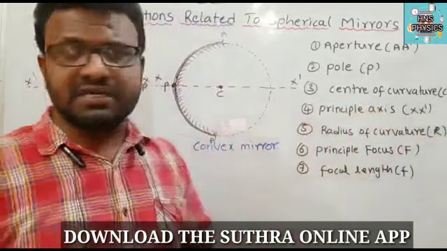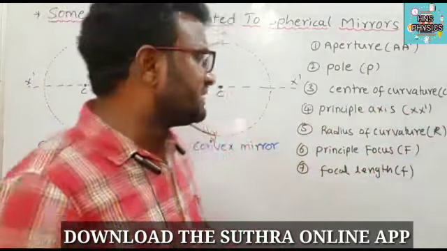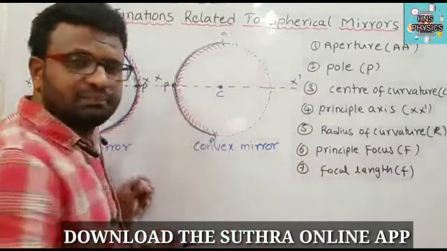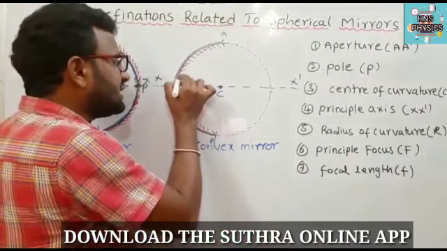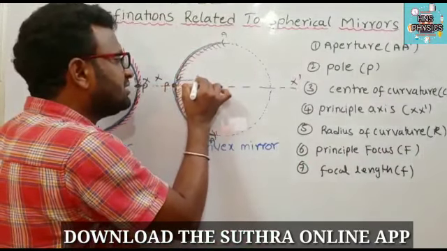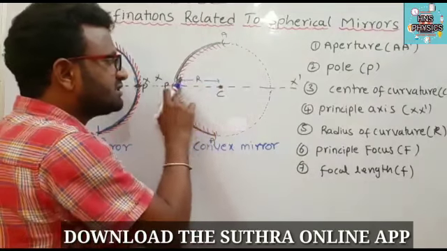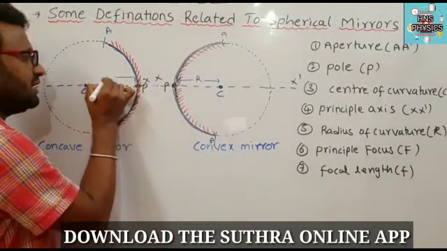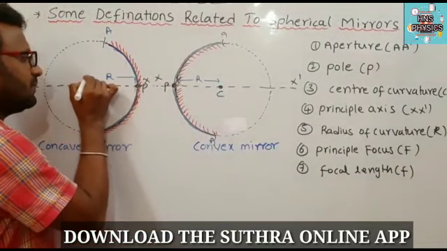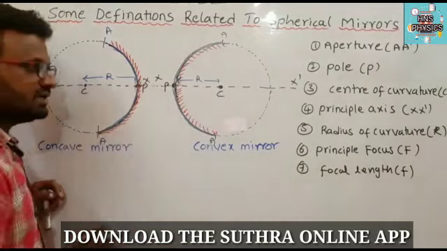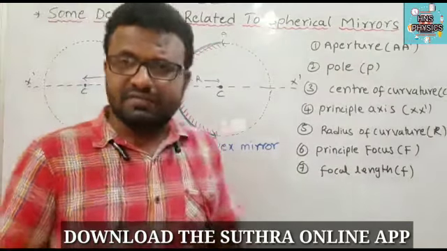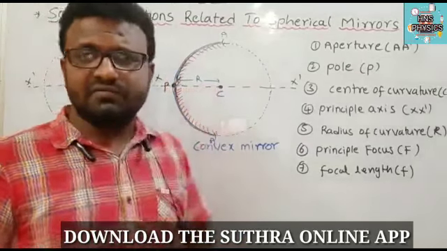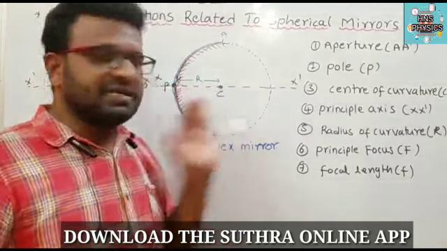Next, radius of curvature. Radius of curvature means the distance between the pole and the center of curvature. It is denoted by R. It is the same for the concave mirror also. Once again, listen to the definition: the distance between the pole and the center of curvature. We have to mention pole to center.